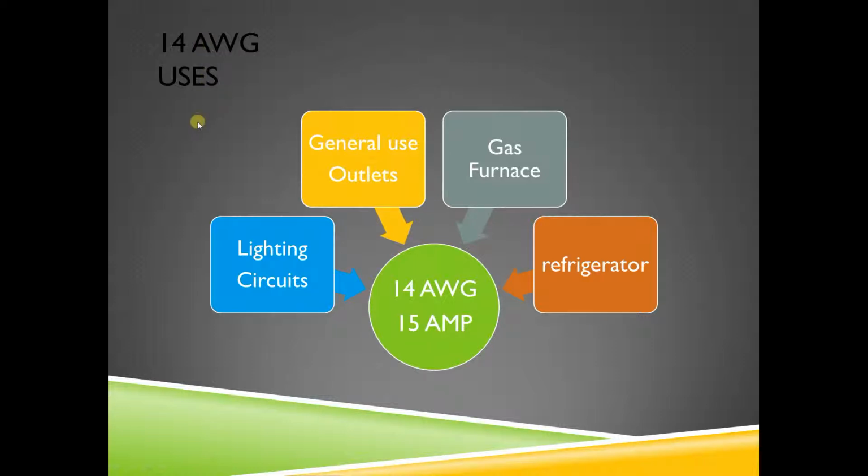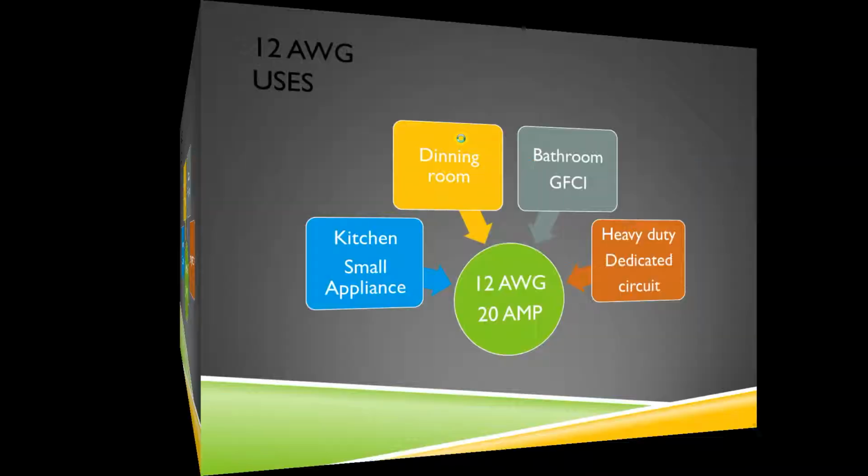14 gauge wire, and some of its common uses in a residential setting would be for lighting circuits, for general lighting, for general outlets, perhaps a dedicated circuit to a gas furnace, and a dedicated receptacle for a refrigerator. These are just some of the common uses. And 14 gauge wire is rated at 15 amps. So we're going to move on to 12 gauge here.